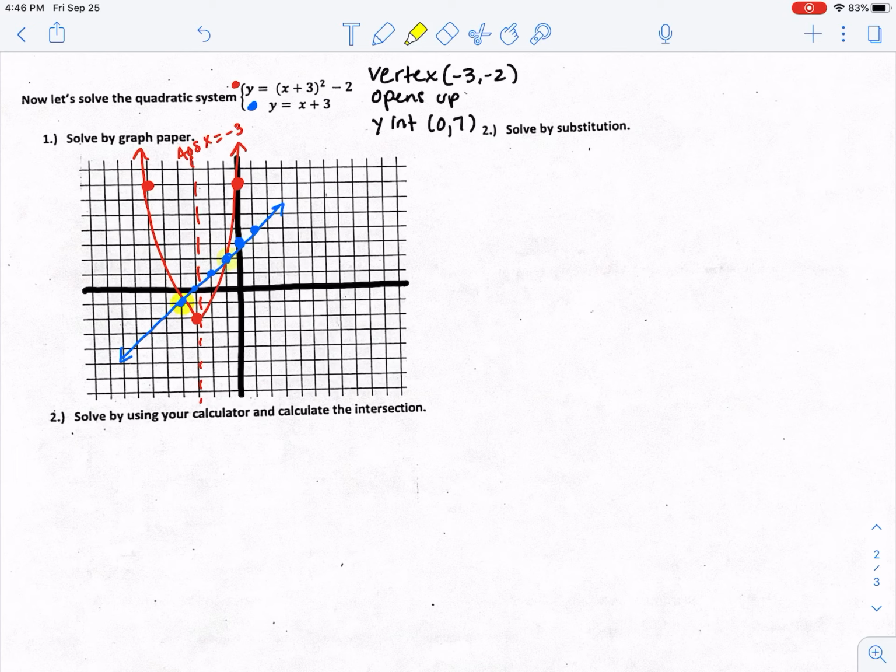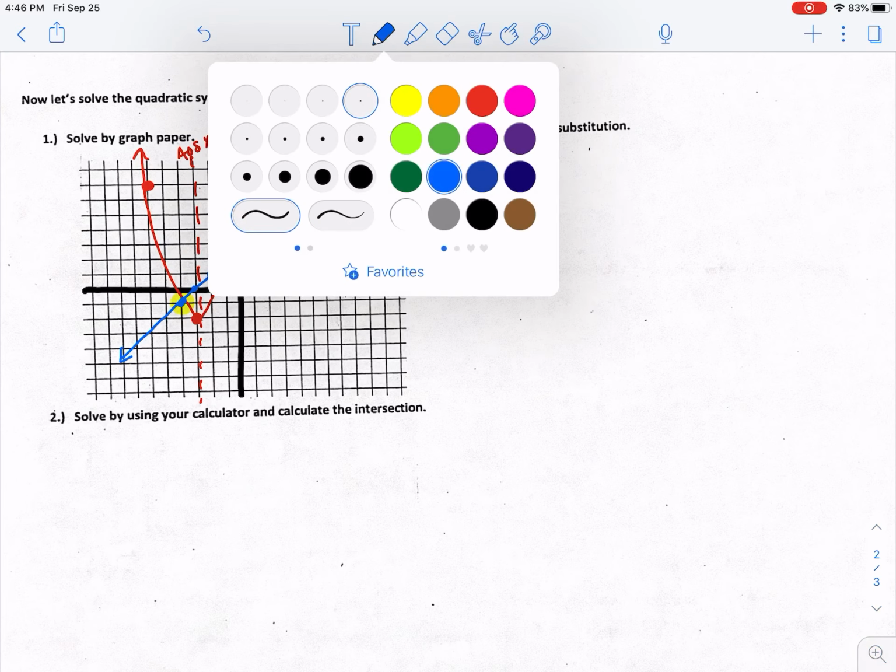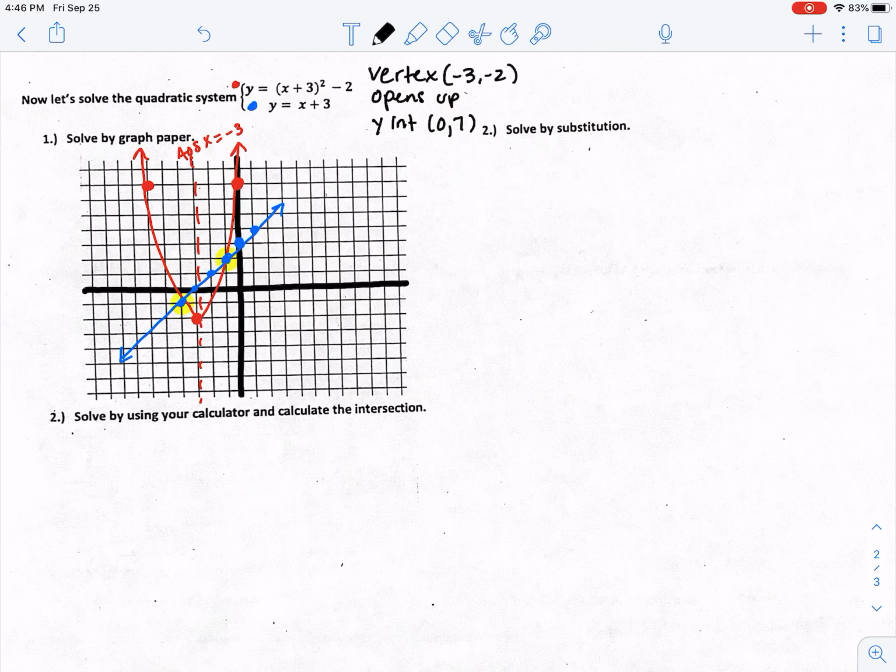One here and one here. So it's where the parabola and the line intersect. And it looks like we have coordinates at 1, 2, 3, negative 4, negative 1, and also at negative 1, 2.